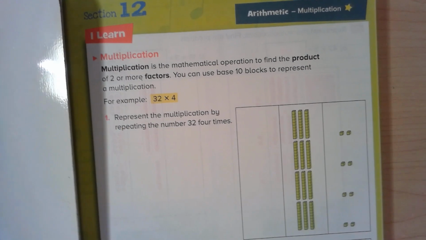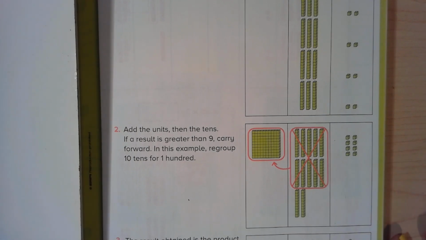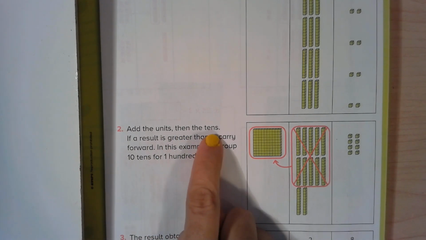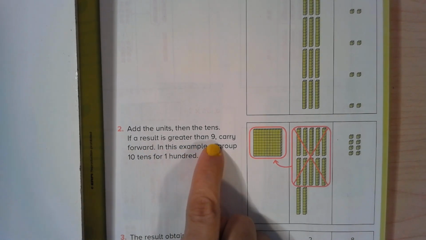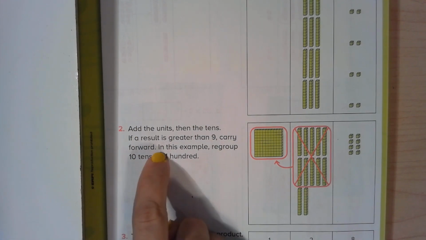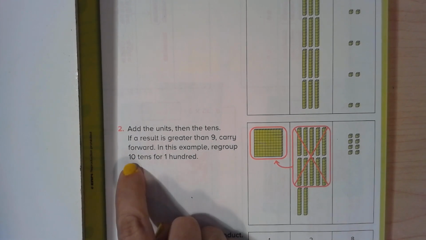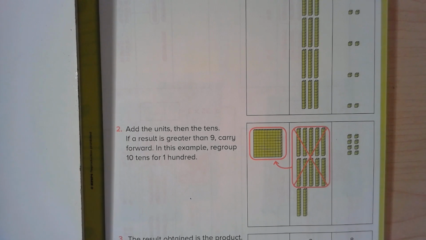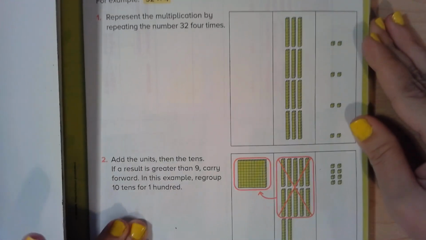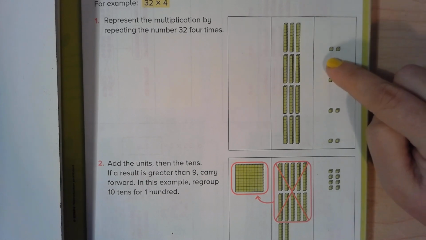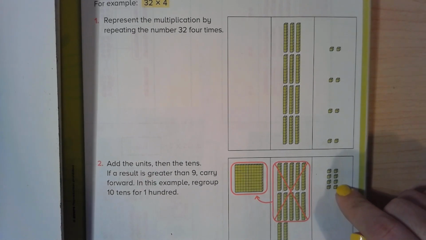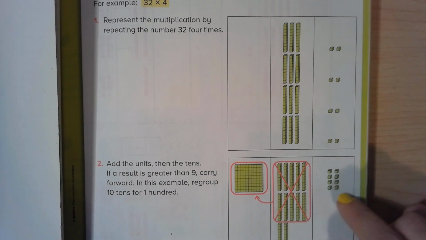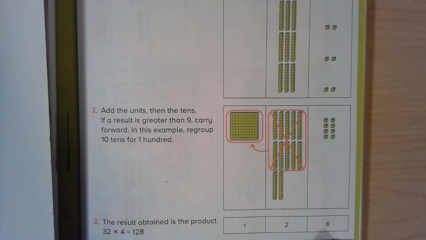And then what they show us, because if that wasn't complicated enough, is that you have to add the units, then the tens, and if a result is greater than 9, you have to carry forward. In this example, regroup 10 tens for 100. Did you get that? So, they squished them all together. So we have 1, 2, 3, 4, 5, 6, 7, 8. They just pushed them together. So we have an 8 in the units column.